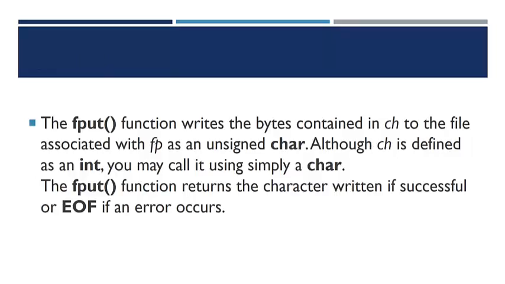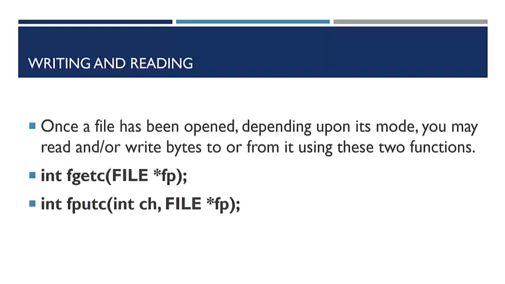The fputc function writes the byte contained in ch to the file associated with the file pointer as an unsigned char. Although ch is defined as an int, you may call it using simply a char. The fputc function returns the character written if successful or EOF if an error occurs. So here, noticing again the function, we can see it's an int ch.